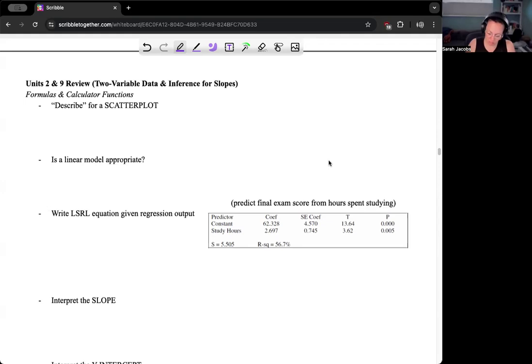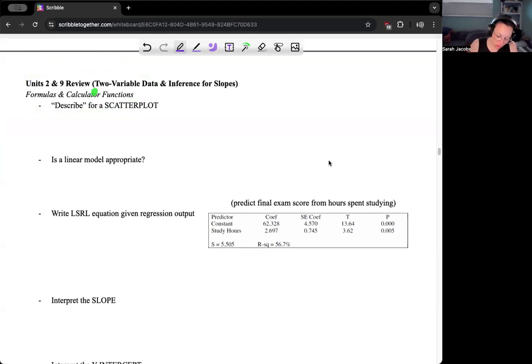Will not be offended. Okay, so now we're looking at units 2 and 9. This is review for two variable data, working with it, and then a little bit on inference for slopes. Again, it's not a huge component, so we're going to touch on it, but not worry about it too much. Okay, first up, describe a scatter plot.